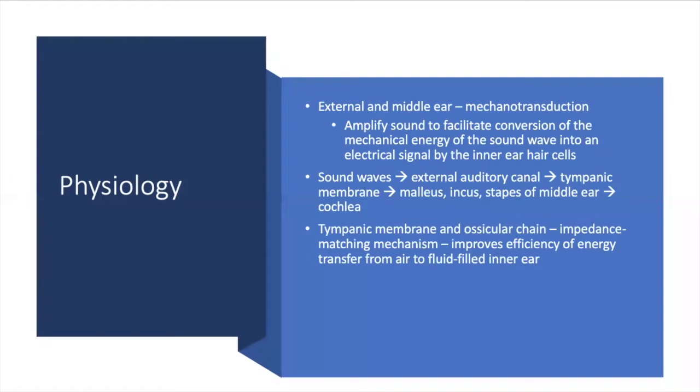The tympanic membrane and the ossicular chain in the middle ear serve as an impedance matching mechanism, improving the efficiency of energy transfer from air to the fluid-filled inner ear. Within the cochlea of the inner ear, there are two types of hair cells that aid in hearing: inner and outer.